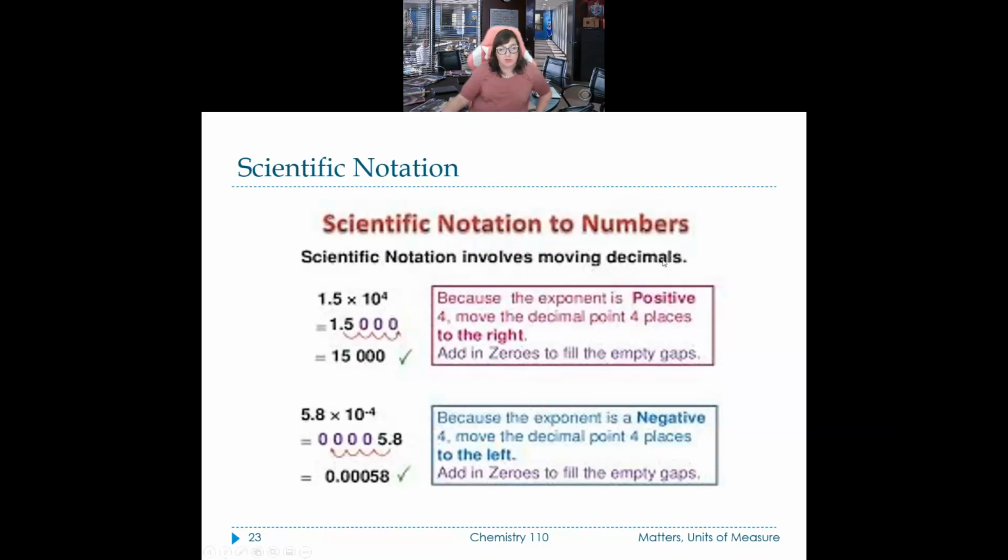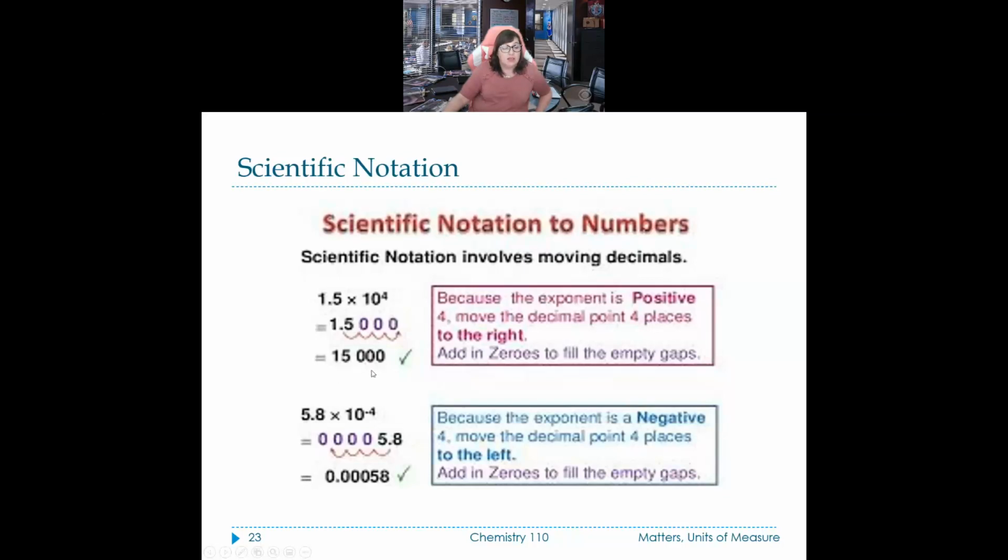Scientific notation involves moving decimals. So 1.5 times 10 to the 4th. Because the exponent is positive, it moves the decimal point 4 places to the right. Positive moves it to the right, and 4 moves it 4 places. So 1.5 then goes 1.5, 1, 2, 3, 4. And this is my result.